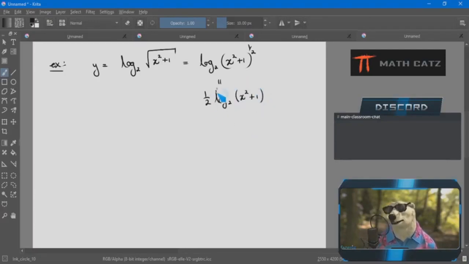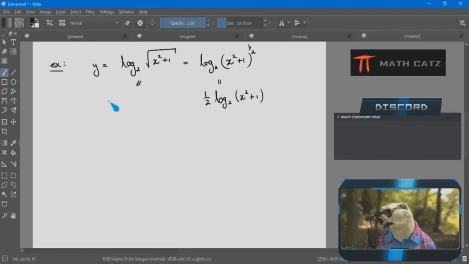Because now I have a simpler function as my inside function. So it's much easier to work with. You didn't have to do this. You could have done it with the original one. Regardless, you need to change the base, regardless.